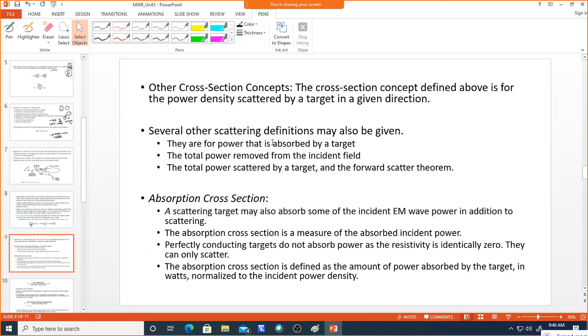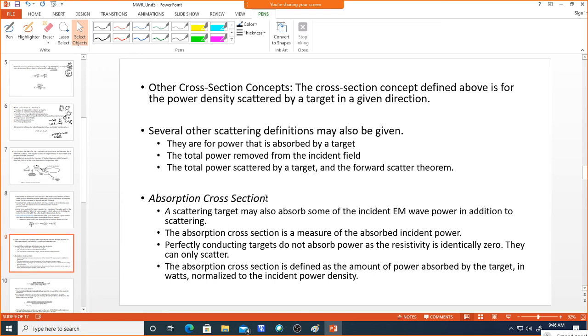As I said, it is based on the absorption of the target, what power it is going to absorb, and also what power it is going to scatter. Based on whether it is backscattering or forward scattering, we can see the scattering parameters or the radar cross section. Now coming to the absorption cross section.